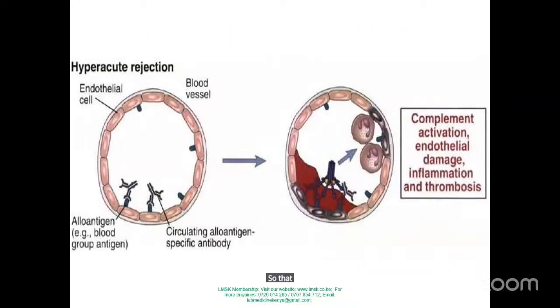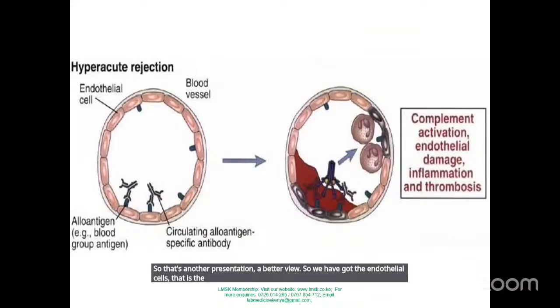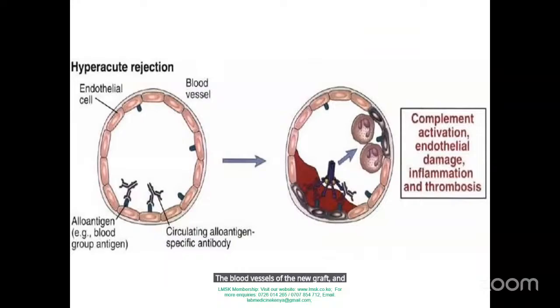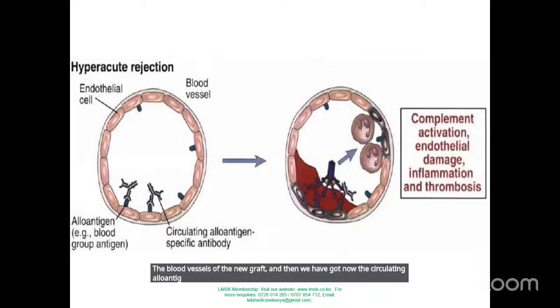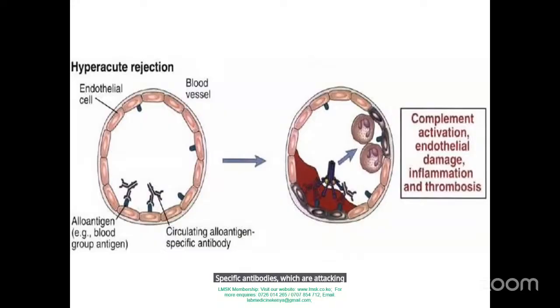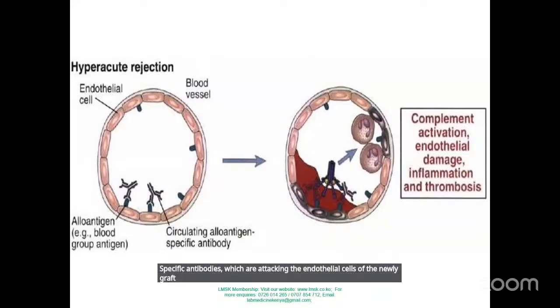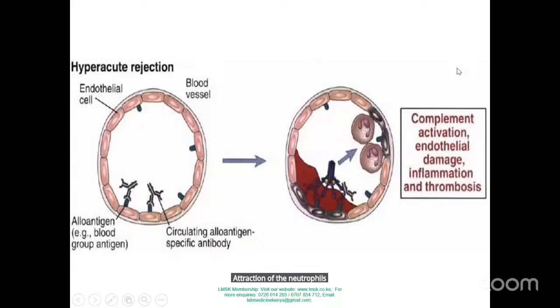So that's another presentation, a better view. We have the endothelial cells, that is the lumen lining the blood vessels of the new graft. Then we have the circulating alloantigen-specific antibodies, which attack the endothelial cells of the new graft. Once that has happened, there's complement activation and attraction of neutrophils, and the neutrophils destroy by lytic enzymes, causing injury. In the process, platelets are activated, and there's clot formation inside the vessel.